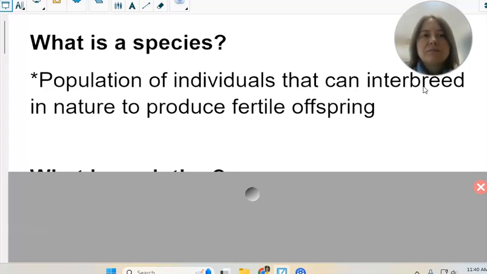For example, you can have a horse and a donkey and they will make a mule, but the mule can't have mule babies, so it is not considered a new species. So the horse is one species and the donkey is still another species. Let's take a look at some examples.